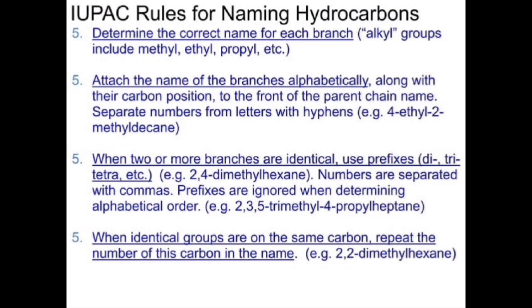The next rule is when two or more branches are identical, in the sense when two or more branches are the same, then we have to use the prefixes di, tri, tetra. That is completely based on how many times the same branch is being repeated. The next rule is when identical groups are on the same carbon, repeat the number of this carbon in the name. You will better understand all these rules when we look into the examples.